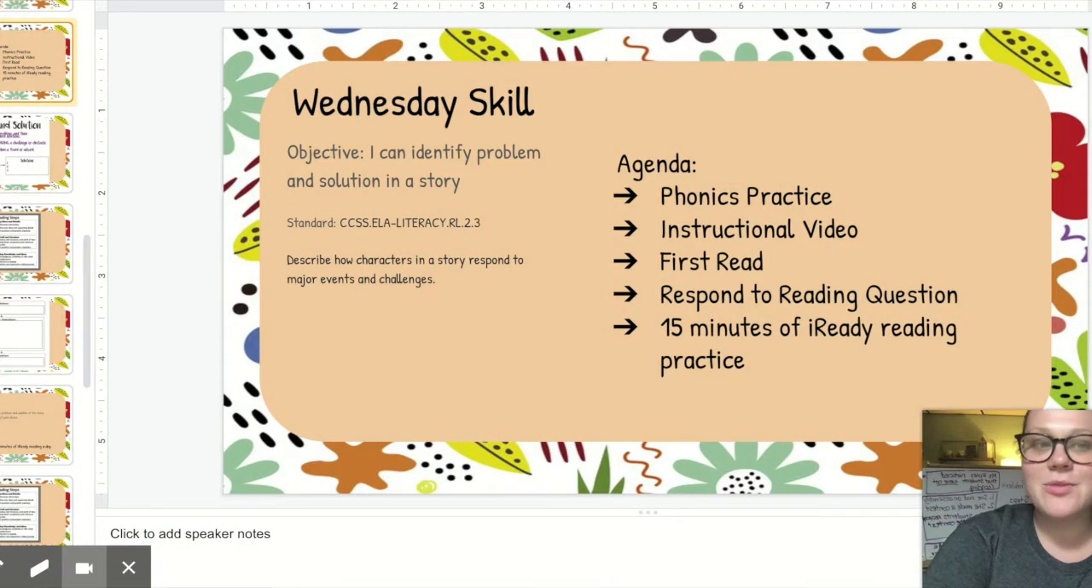Okay, guys, so today is Wednesday, and we are going to be identifying problem and solution in a story. And this comes from that standard of describing how characters in our story respond to major events and challenges.